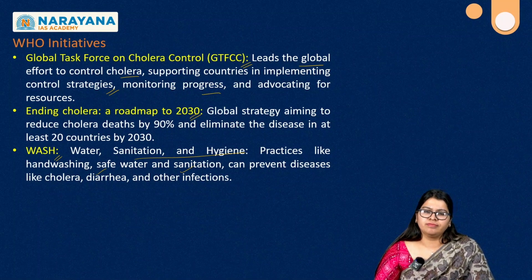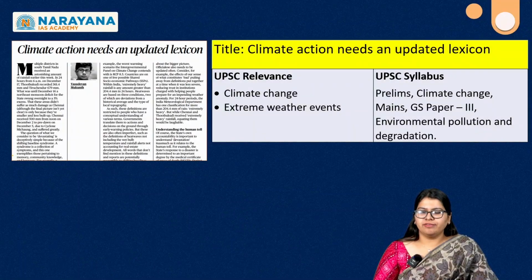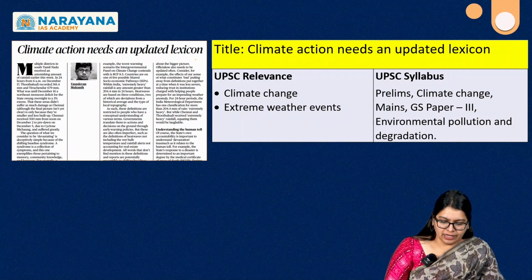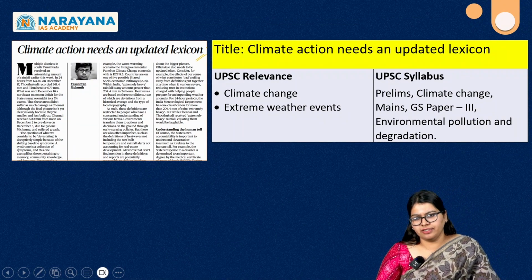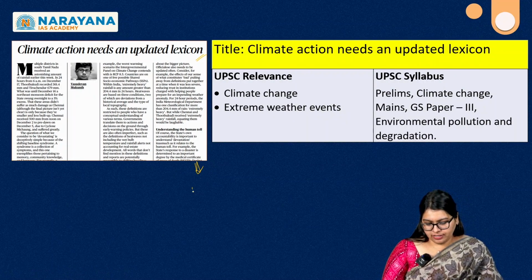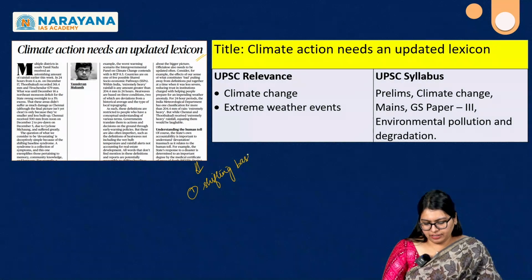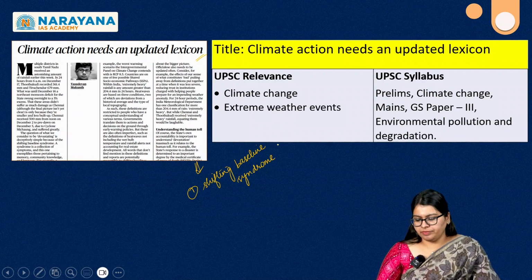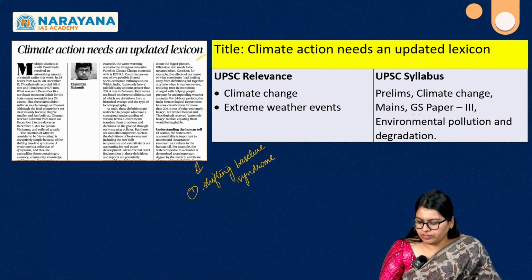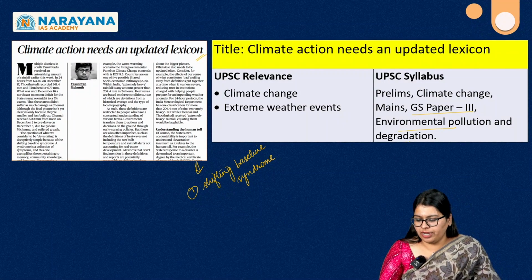The next article that we will be discussing will be Climate Action Needs an Updated Lexicon, where the author discusses a concept of shifting baseline syndrome. This particular topic is important and relevant from GS paper 3, environmental pollution and degradation, and also the concept of climate change from the prelims point of view. So here we will be discussing this particular concept with good illustrations.